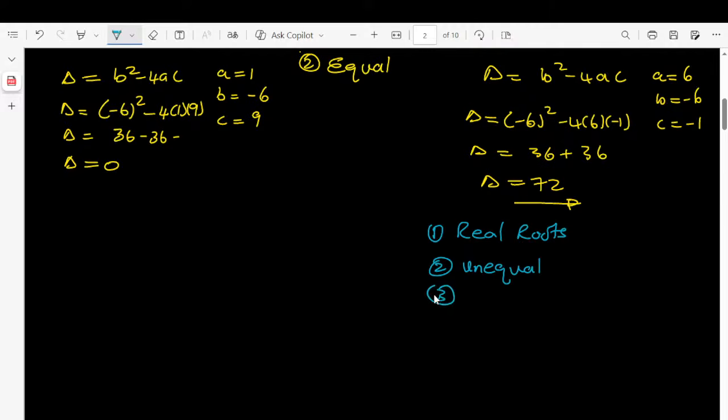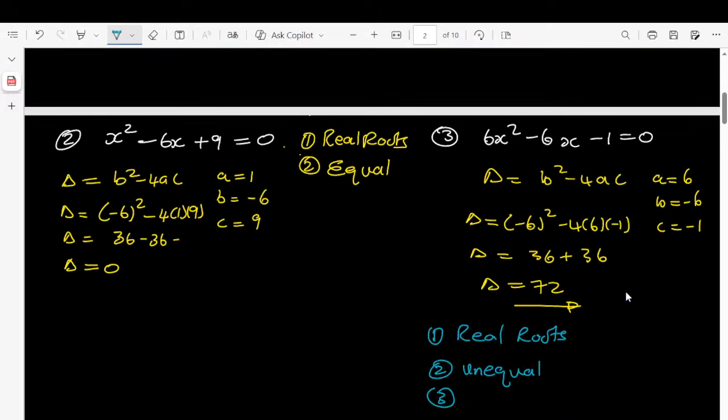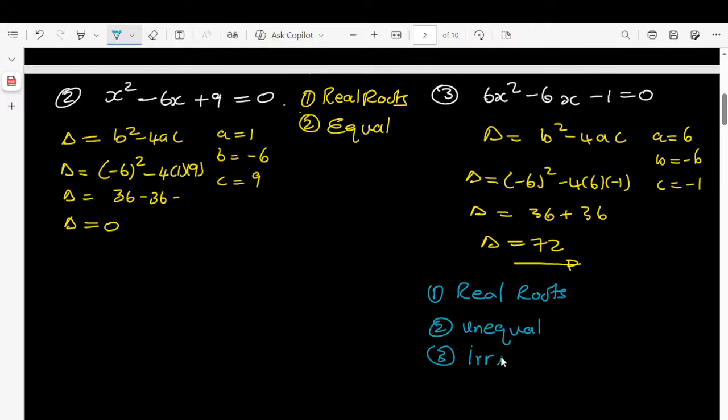Then number 3, I'm going to say, now I need to check, is 72 a perfect square? When you punch the square root of 72, you won't get a whole number, né? So we move that side. It's not a perfect square, so it's going to be irrational. That's how you find the nature of the roots.